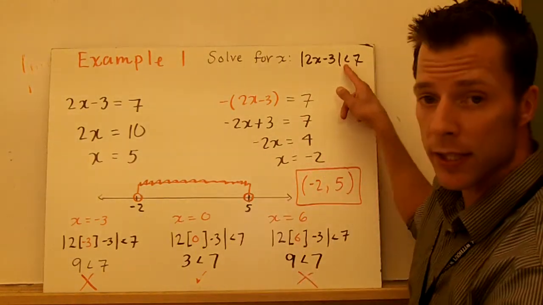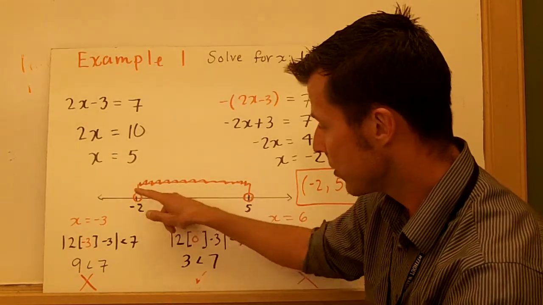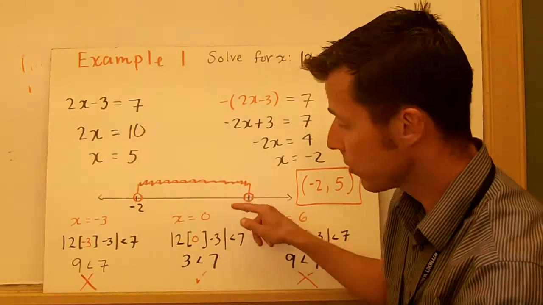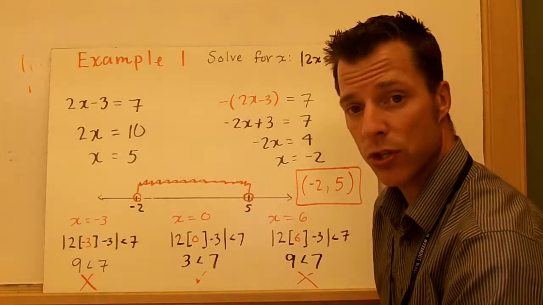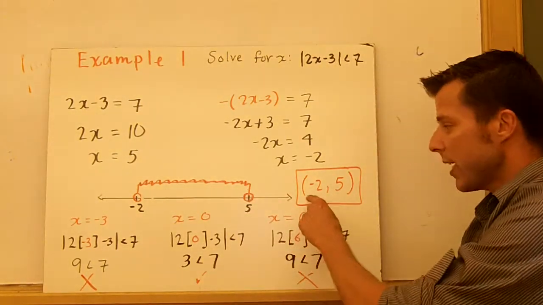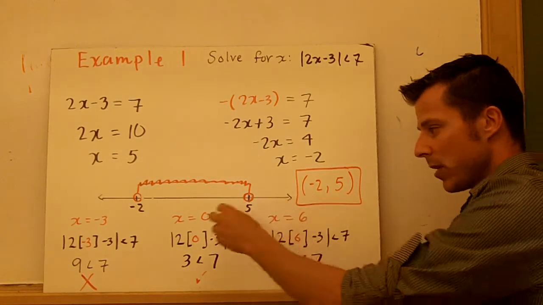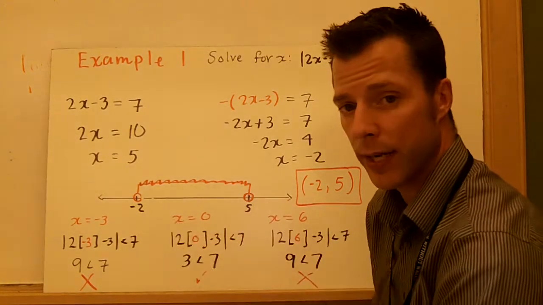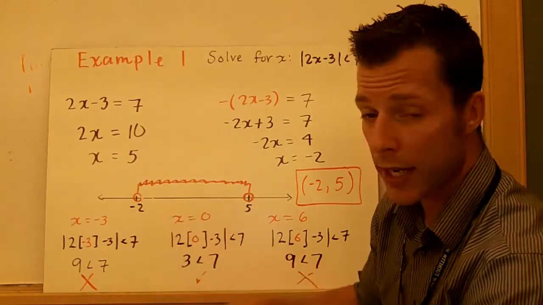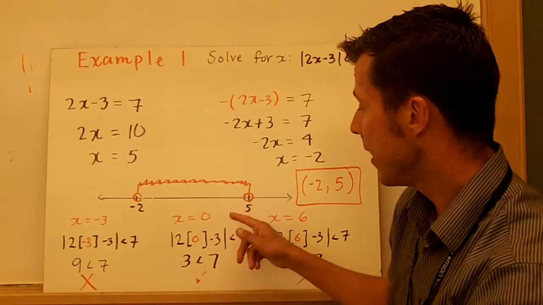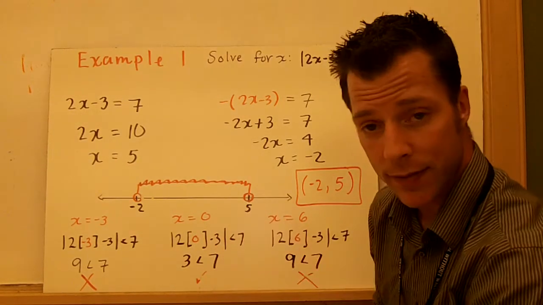Now, the inequality does not have the line underneath, so both circles are open. So I open circle at negative 2, open circle at 5, and fill in everything in between. Those are the solutions. Interval notation would say negative 2 comma 5, both in parentheses because we cannot include those. You could also have written x is greater than negative 2 and x is less than 5, and that would have worked.